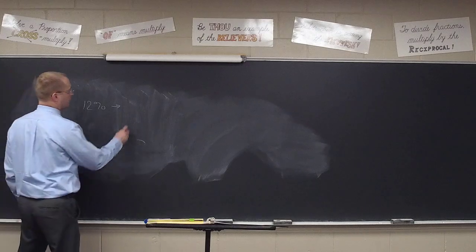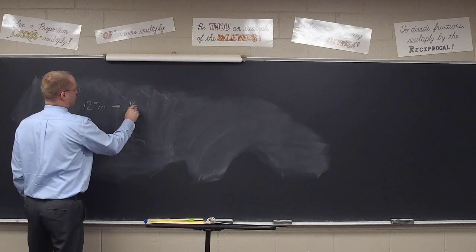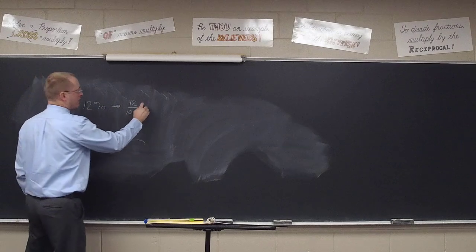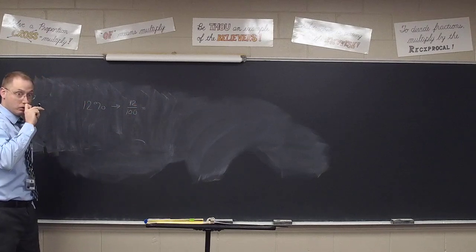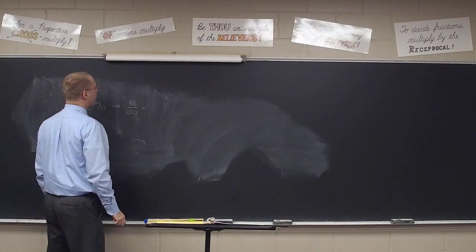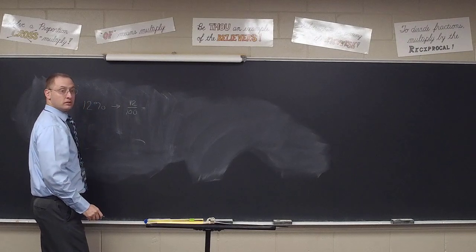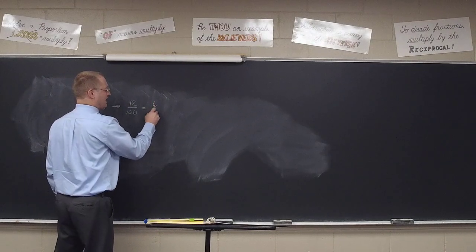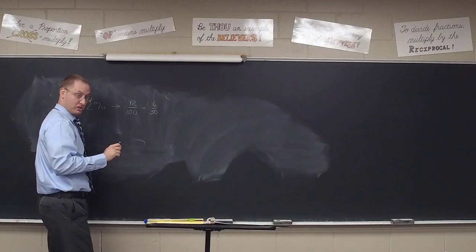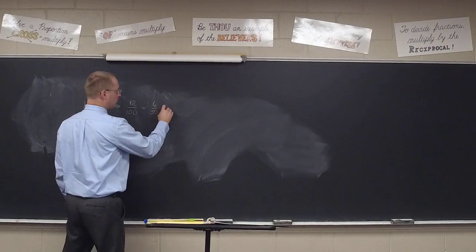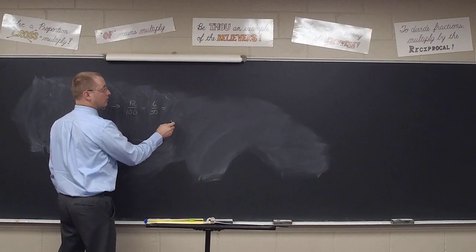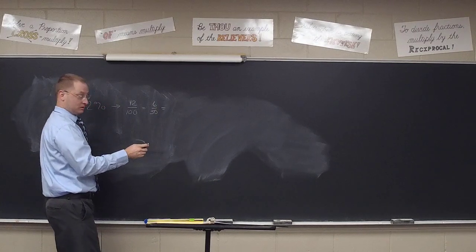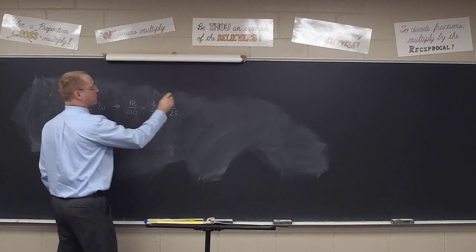Put 12 over 100. Yeah, after all, percent means 100, so just put whatever you have over 100 and then reduce it down, in this case, to... Kirsten? 6 over 50. We're halfway home. We got a little bit more we could still do. 3/25 would be our reduced form.